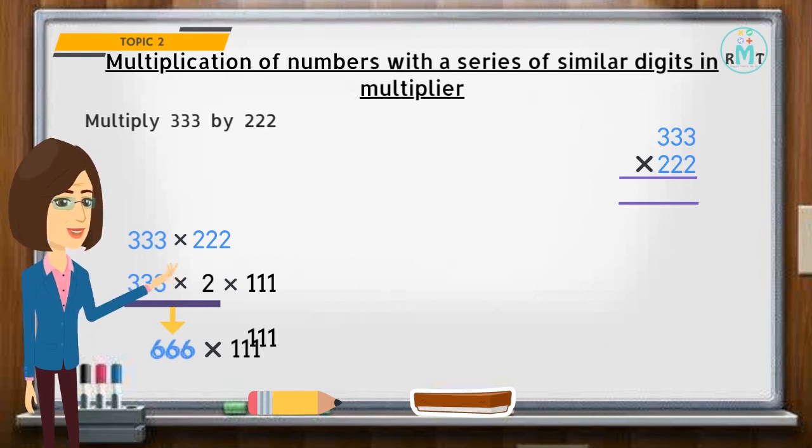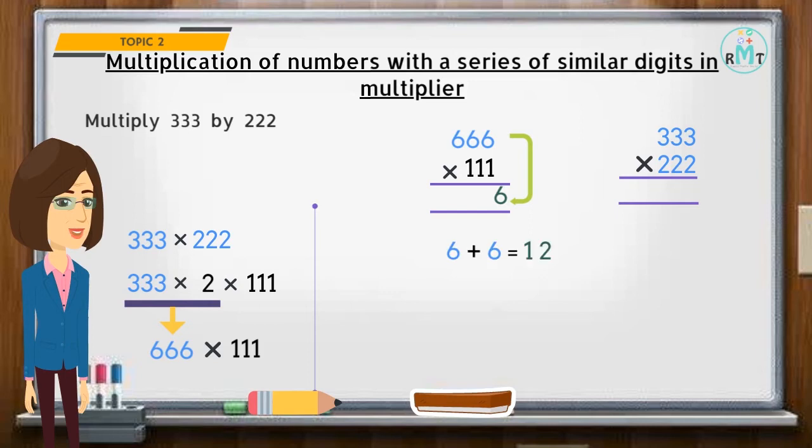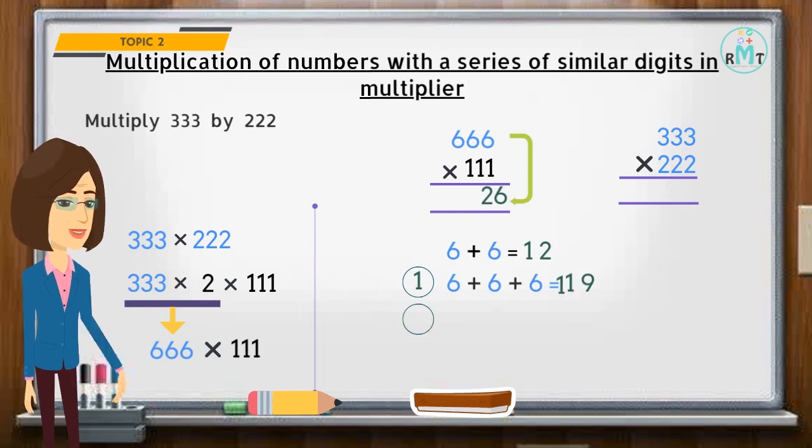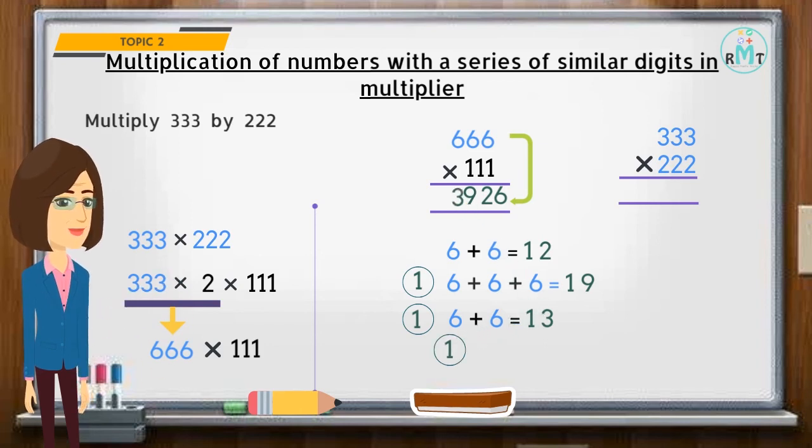So we multiply 666 by 111. We write down the digit in the units place, 6, as it is in the answer. We move to the left and add 6 plus 6. We move to the left and add 6 plus 6 plus 6 plus 1 equals 19, maximum 3 digits. We move to the left and add 6 plus 6 plus 1 equals 13. We move to the left, add 6 plus 1 equals 7. So the final answer is 73926.